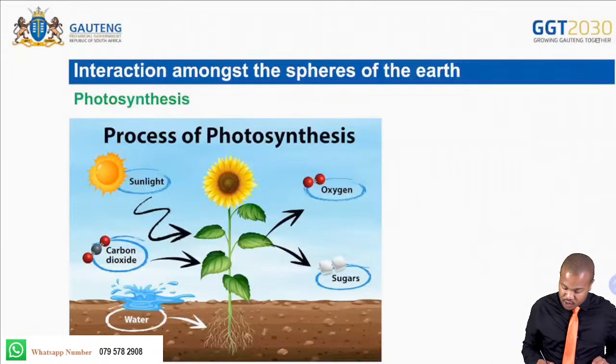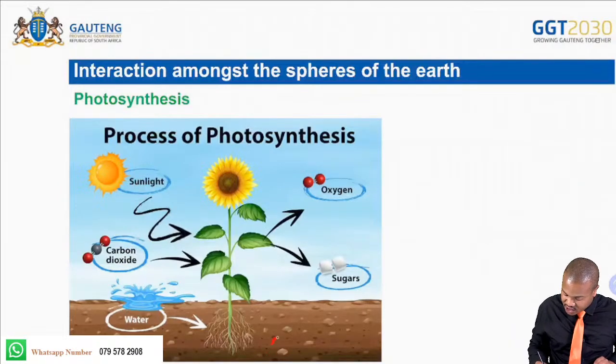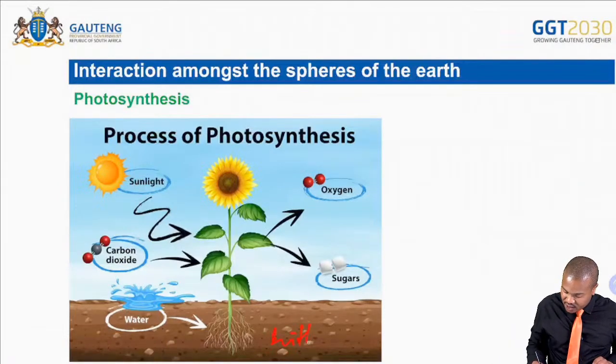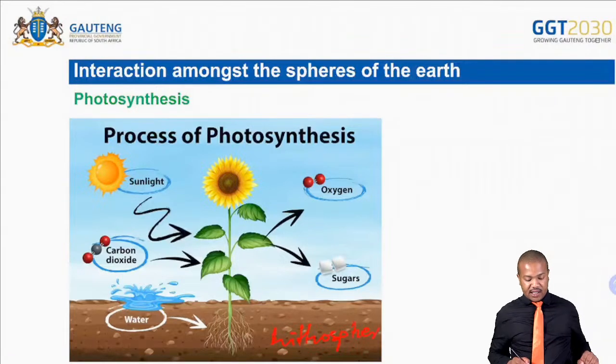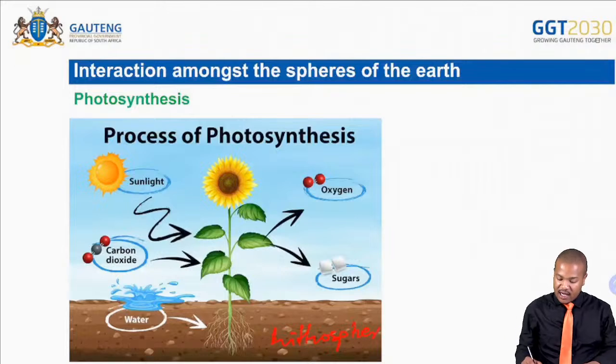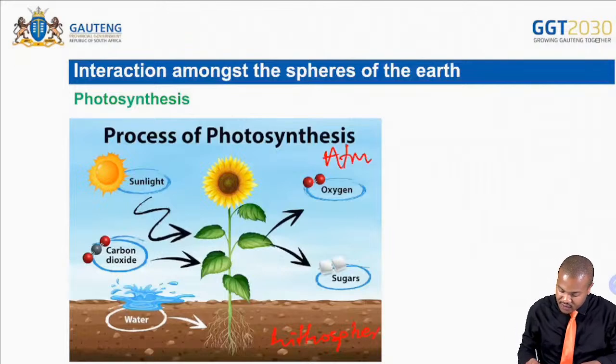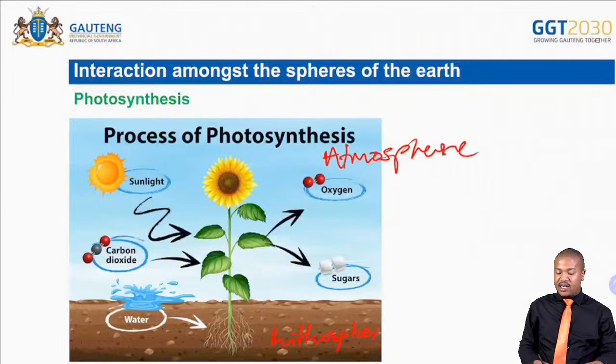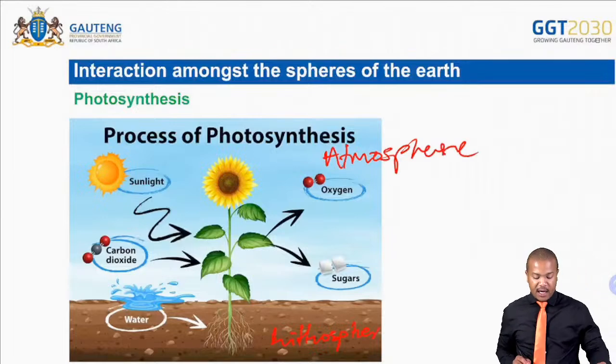Right. So here we have now our solid rocks and soil being our lithosphere, right? Then we have our gases such as the oxygen, carbon dioxide coming from the atmosphere, right? Then we have a plant, which is a living organism here to form what?